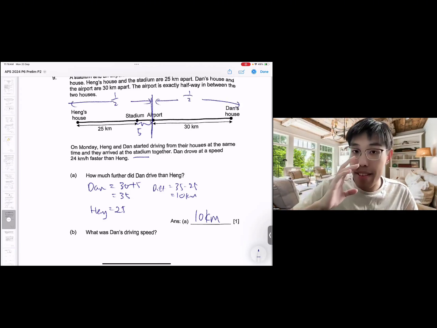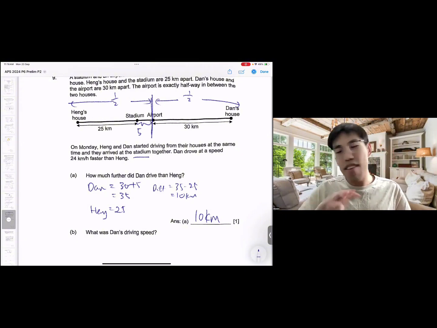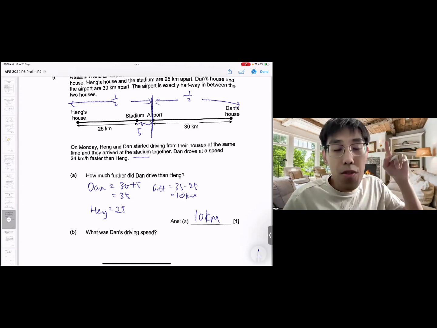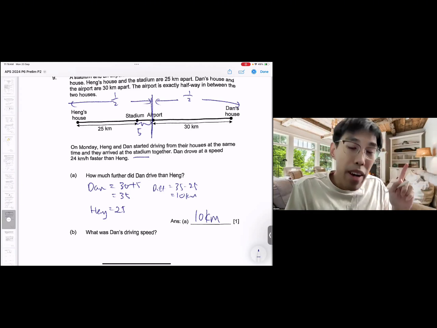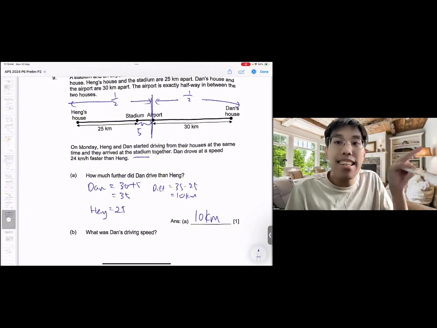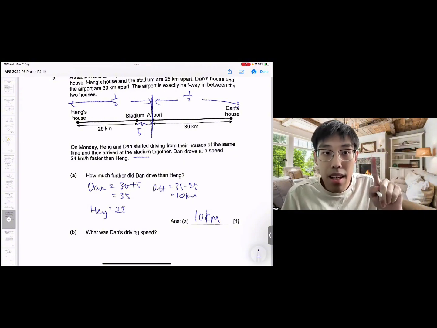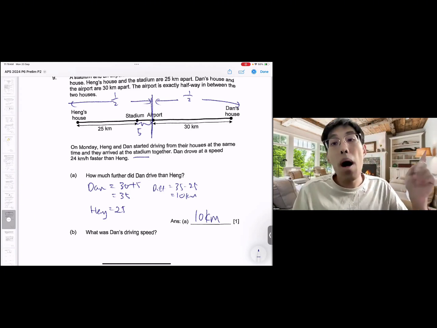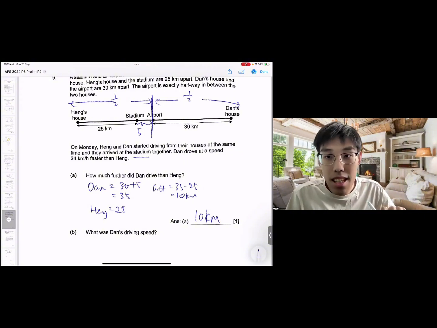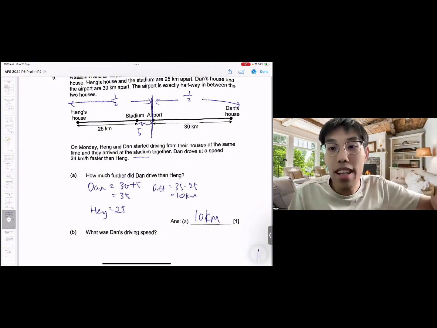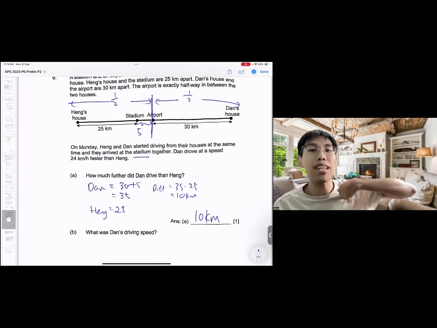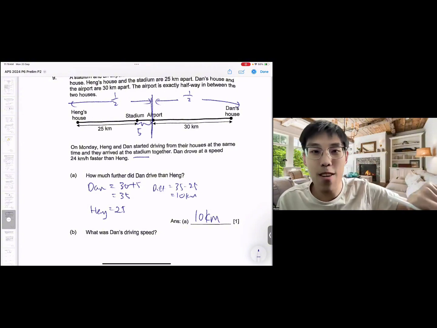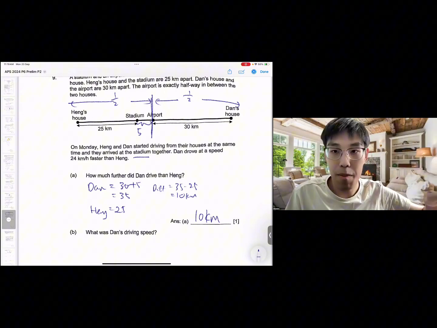This applies if they never tell you 30 and 25 and only give you the 5. This is how you do it. Listen carefully. From Heng's to airport is half the distance. So from Heng to stadium is half the distance minus 5. This is the first thing. I say again, Heng's to stadium is half the distance minus 5. What about Dan? Then it will be half the distance plus 5, because it's beyond the airport. From Dan's perspective, I need to pass by the airport, then I get to the stadium. So from Dan's house to stadium is half the distance plus 5.